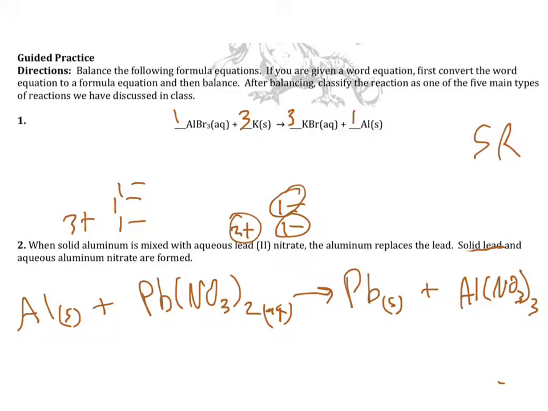To balance that, what can the 2 and the 3 become? Well, the 2 and the 3 can both become 6. And so we put a 3 here and a 2 here. When you do that, that actually balances the nitrates. Many times when you balance things, it will make other things unbalanced, and that's okay, because you can go back and balance it. Look, there's 2 aluminums here now, so all we need to do is put a 2 here. There's 3 leads here, so all we need to do is put a 3 here. And that's it. That's how you balance it.